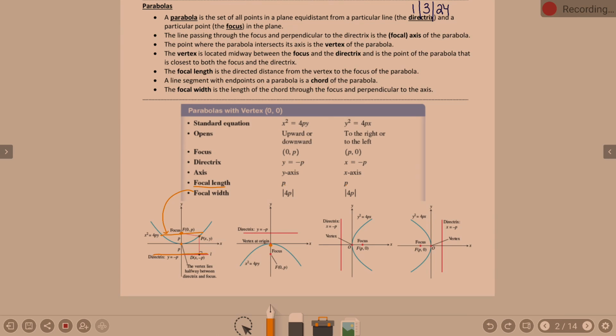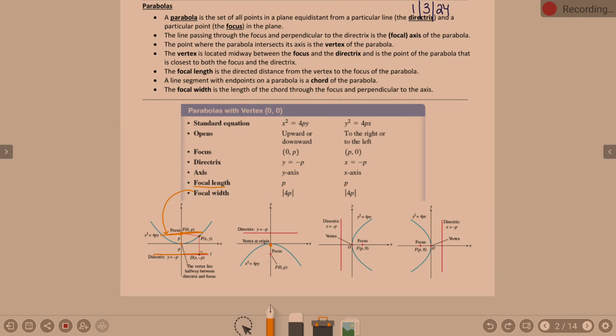Okay, that is your focal width. And as the definition says, it's the length of the chord that goes through the focus and perpendicular to the axis. I don't know if mine's exactly horizontal as it should be, but it goes from one edge of the parabola to the next and cuts through the focus in the process. That is your focal width. Okay, so a lot of new vocabulary here. And I will say some of this vocabulary is going to carry over to our ellipses and hyperbolas. This is not going to be our last talk of some of these words.